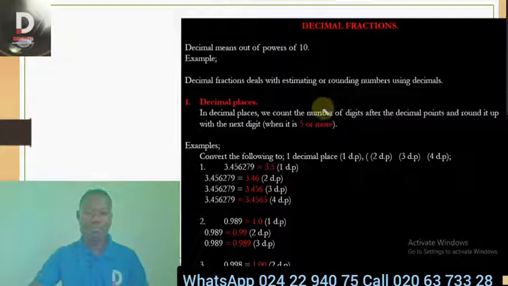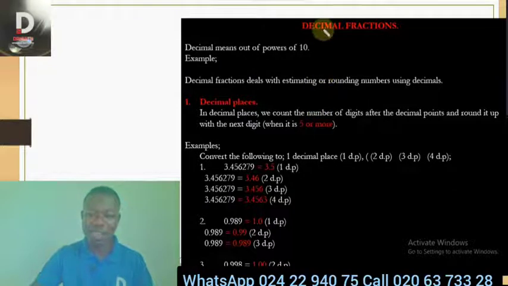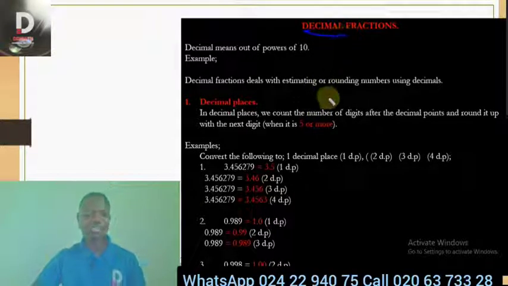Good. Welcome to a very beautiful topic. Standard form, or you can call it decimal fractions, right? Let's start with decimal fractions. So decimal fractions is the heading. Telling you we are going to look at decimals. We are going to use decimals to do the work. So focus on decimals, right?